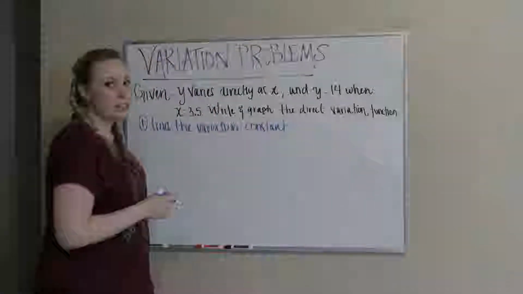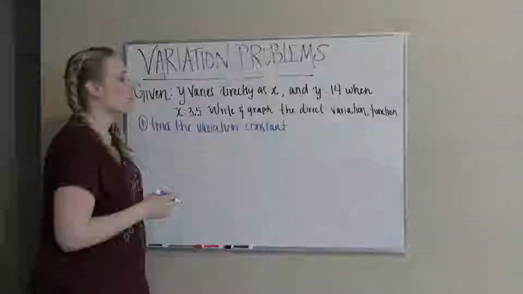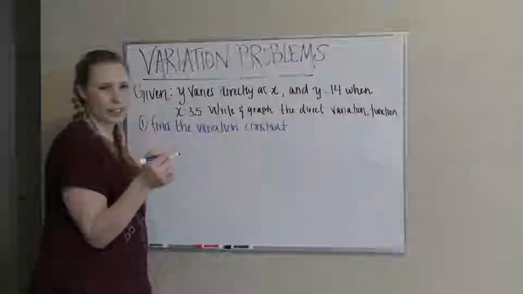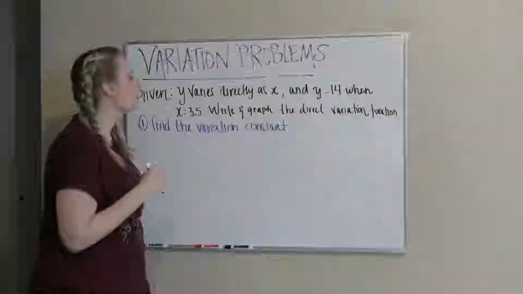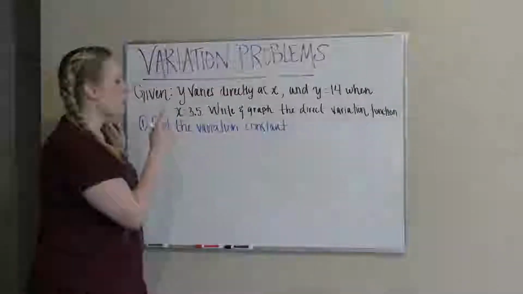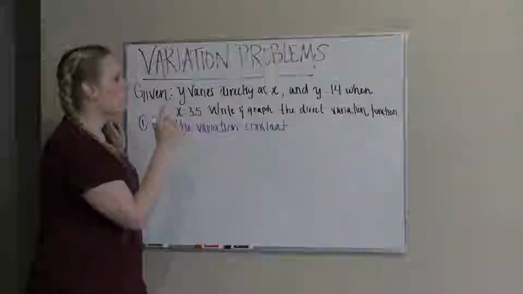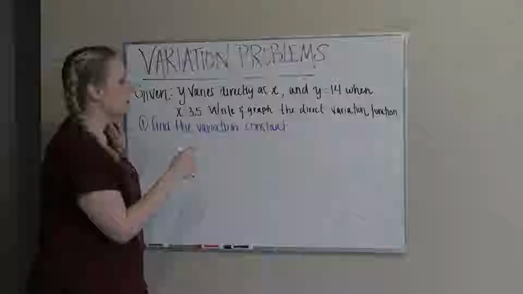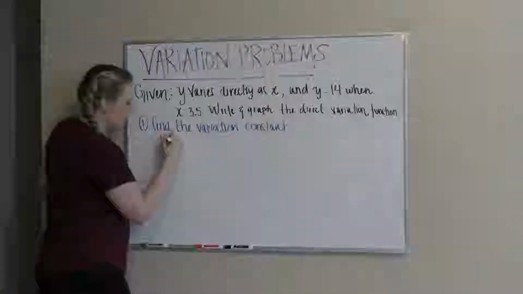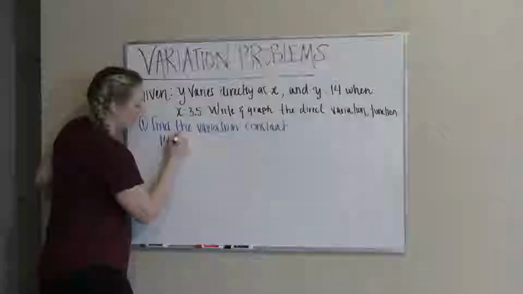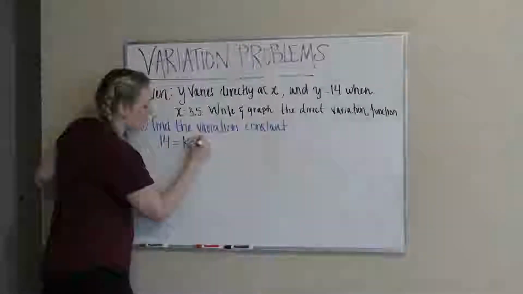The more you practice this, the easier this will get. You're going to find a trick very quickly. You're not going to have to go through all these steps that I go through. So y varies directly as x. And when y equals 14, when x is 3.5. And so I have 14 here. That's what y equals. And that's going to equal some number times 3.5.